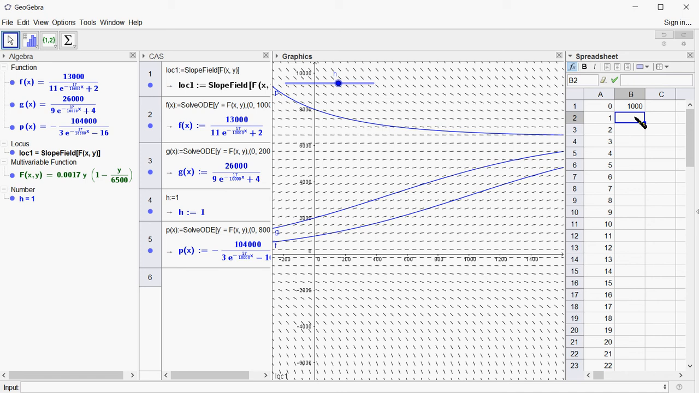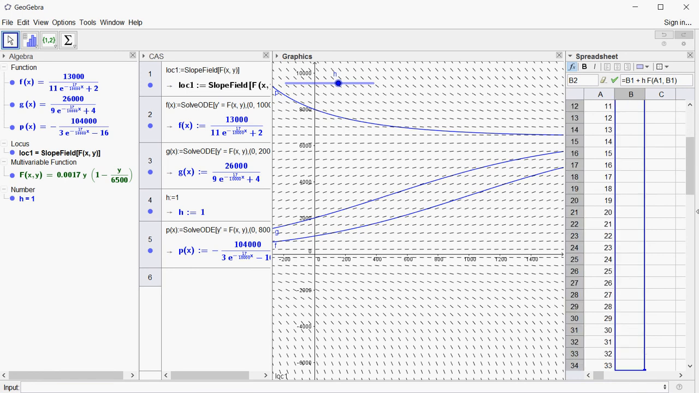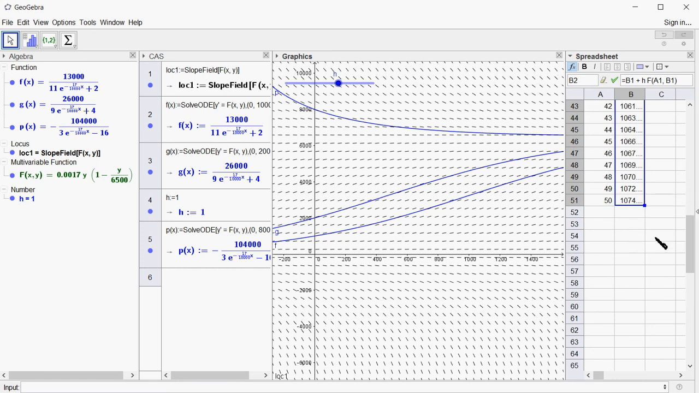So I'm going to type in a formula. Take the B1 value plus h times f of A1 comma B1. Then hit enter. Then copy this, and I'm going to paste it all the way to 51. I'm going to make this a little bit bigger so we can see the numbers.